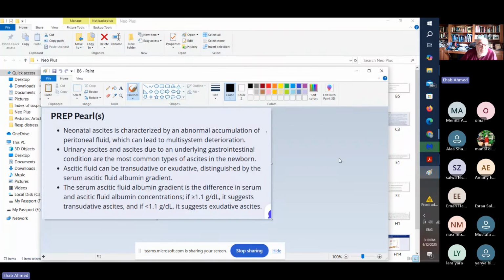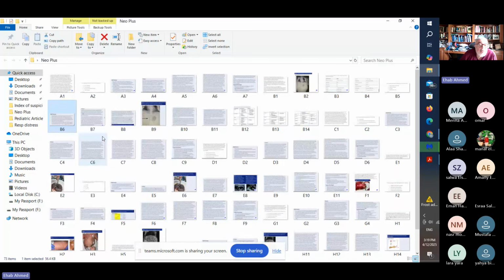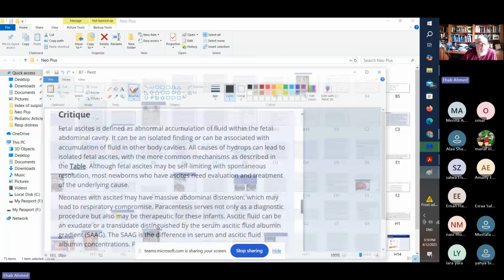So you think of cardiac causes, portal hypertension, whatever. And if it's less than 1.1, it suggests exudate, meaning there is inflammation, infection, peritonitis. And going from there, we go to the critique.